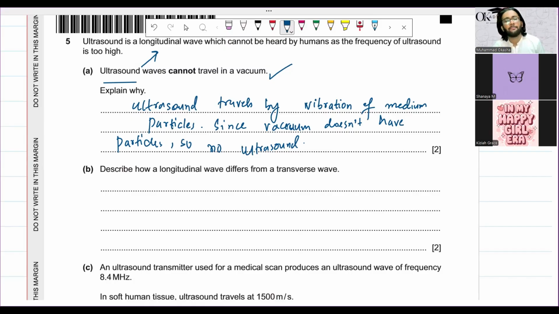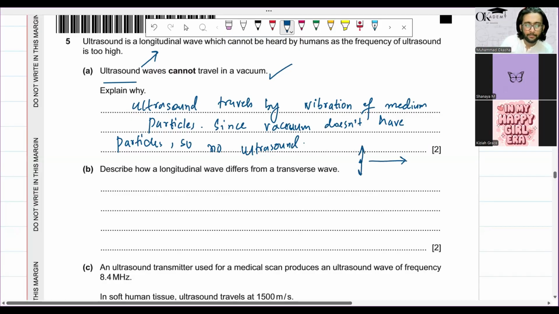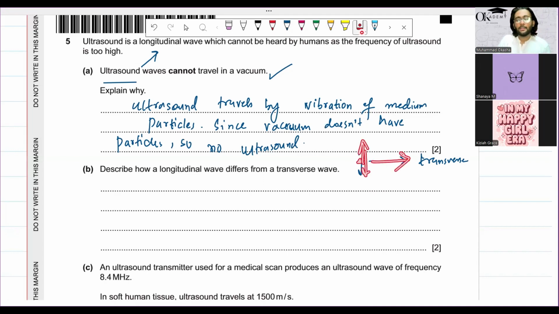Explain how a longitudinal wave differs from a transverse wave. Oh, this is pretty simple. I'm sure you've done this so many times. In a longitudinal wave, I hope you remember from the diagram. I'll show you. This is the motion of the particles, and this is the motion of the wave. Okay, this is for the transverse, when the motion of the particle is perpendicular to the direction of the propagation of the wave. While in longitudinal, you have this is the motion of the particle, and this is the wave motion. So that is longitudinal.